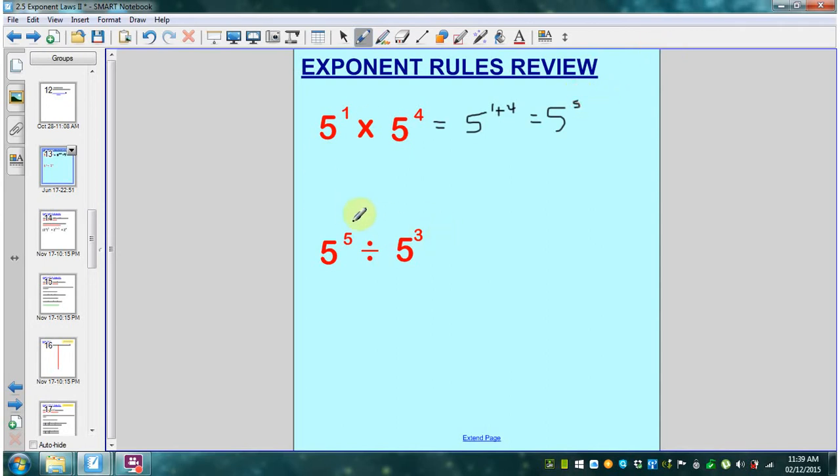Okay, and when you're dividing the same bases, your exponent rule says you can keep your base and subtract your exponents. So 5 minus 3 gives us 5 to the 2, or 5 squared. You will see these basic exponent rules in today's practice work. They keep popping up as we add more and more rules onto the chapter. So that's a quick little review.